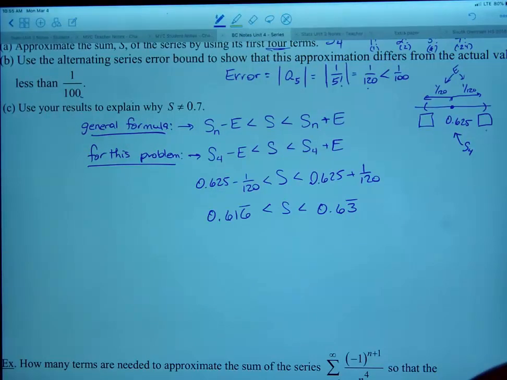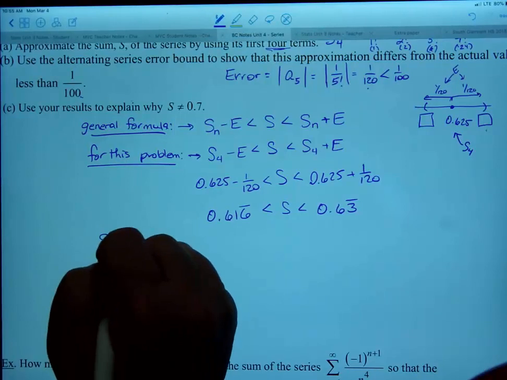Okay. So what did we get? Did you guys get the same answers that I got? Yes. Okay. So I know that the true sum of all of the terms is somewhere between 0.6166666 and 0.6333333. Okay. Now, do you understand why the sum cannot be 0.7? Yes. Now, you can't just use the work to show you that. You got to put a sentence on there. It says explain why. Explaining means not just math. You got to give me some words to go with it.